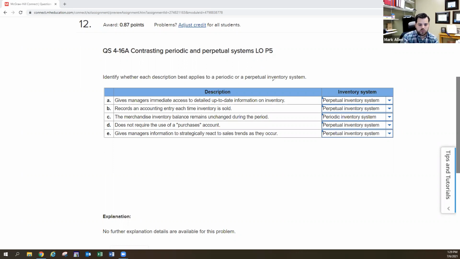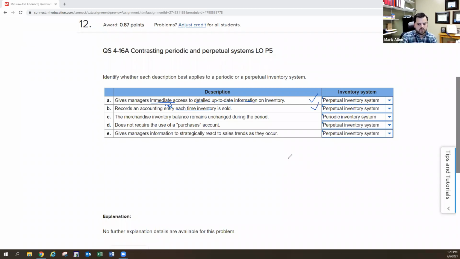So in this case, the perpetual inventory system gives managers immediate access to detailed, up-to-date information. Of course, every time anything happens with inventory, we're checking it off. Boom. Yes, this sold. Yes, this came in. Constantly, right? That's perpetual. It records an accounting entry each time inventory is sold. And really, this should say 2 entries, because each time we sell something, we will book both the revenue and the cost. So we'll have 2 entries.